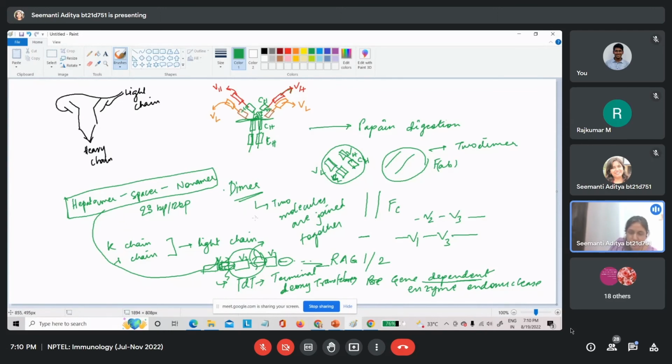So the recombination signal sequence plays a major role in allowing RAG1 to identify a particular region and carry out recombination. It is a gene dependent enzyme endonuclease, and this RAG1 protein has a nonamer binding domain as well, which is why it recognizes this particular sequence. So recognition signal sequences are meant for RAG1 to identify them and carry out the recombination in your light chain as well as in your heavy chain.